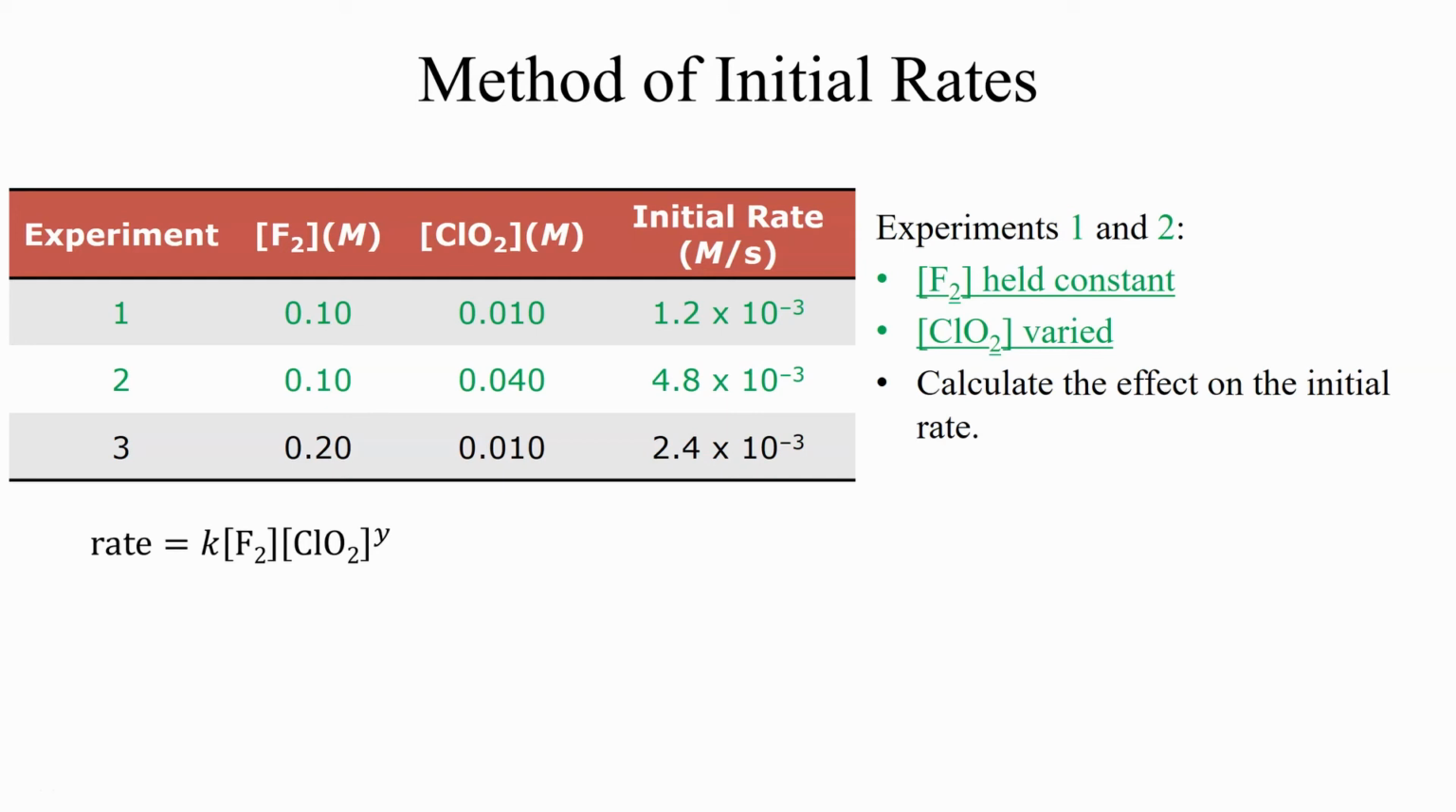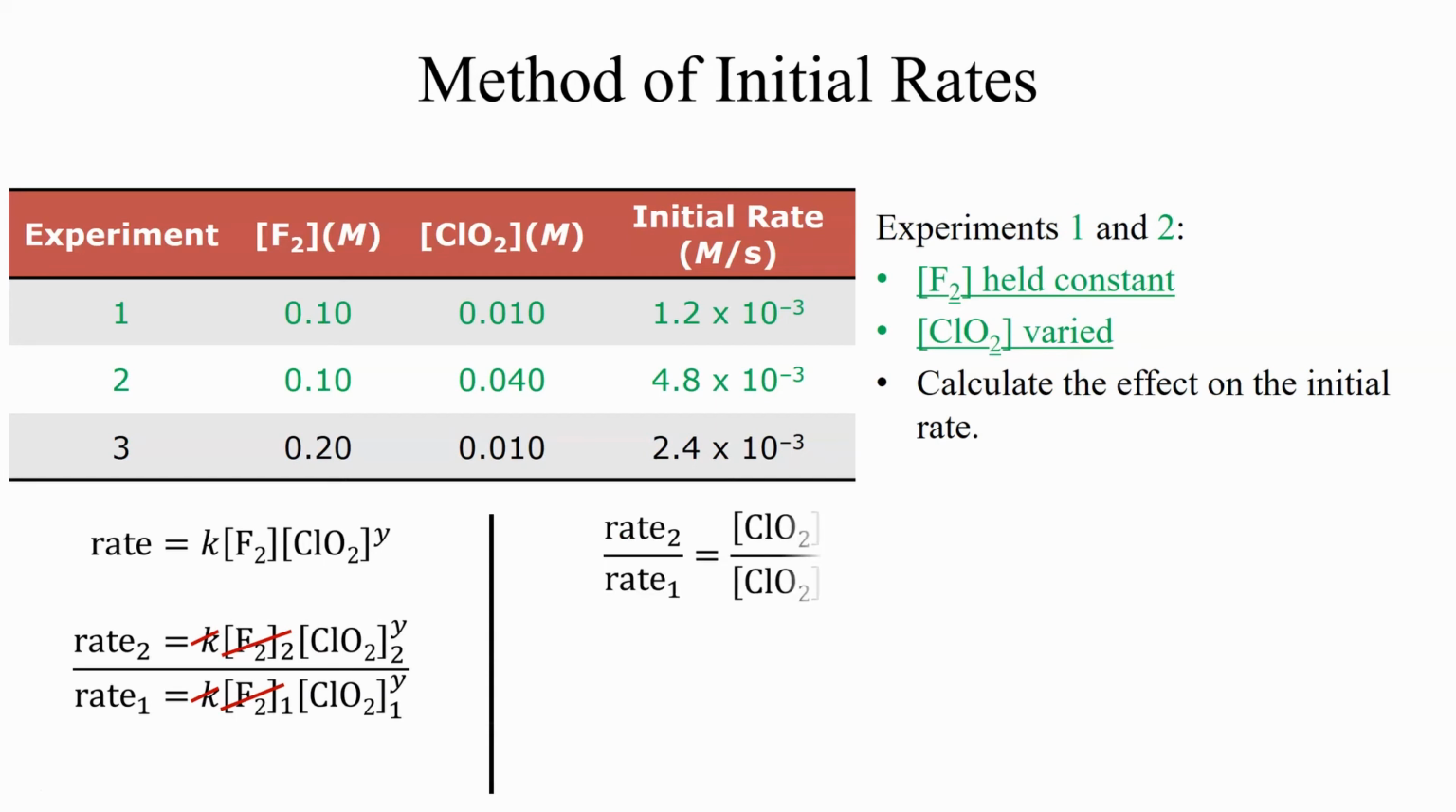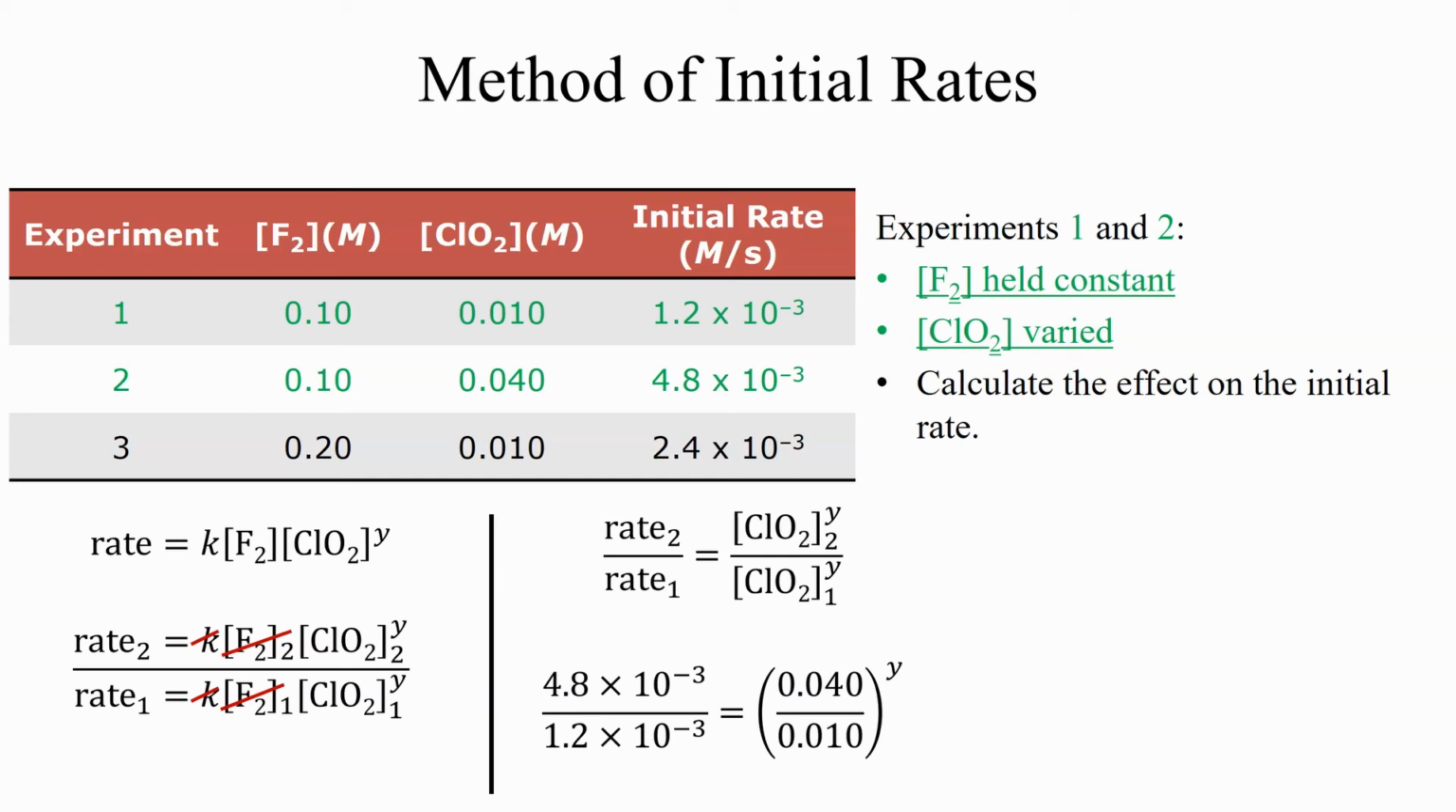So this time, again, k should be constant. Fluorine was held constant. We didn't change the concentration, so we cancel those and ignore them. And now we have this. We plug in our information, and again, we see that when we quadruple the concentration of chlorine dioxide, we quadrupled the rate, while holding fluorine constant. Which again means that the order with respect to chlorine dioxide is also 1. And there is our rate law.